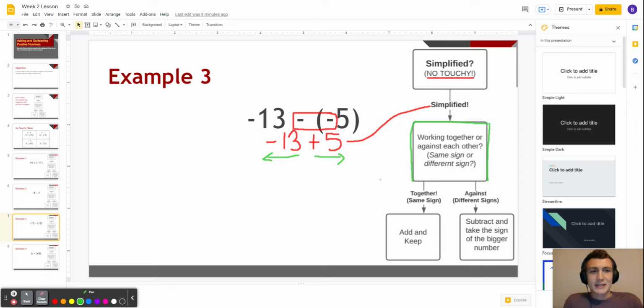And then finally, this is another part that's really tricky. We need to know if we're going together or separately. Well, they're going against each other. They're not working together. They're not walking with each other. They're working against each other. So this means since they're against, we have to go ahead and subtract and take the sign of the bigger number. So we're going to go ahead and do that.